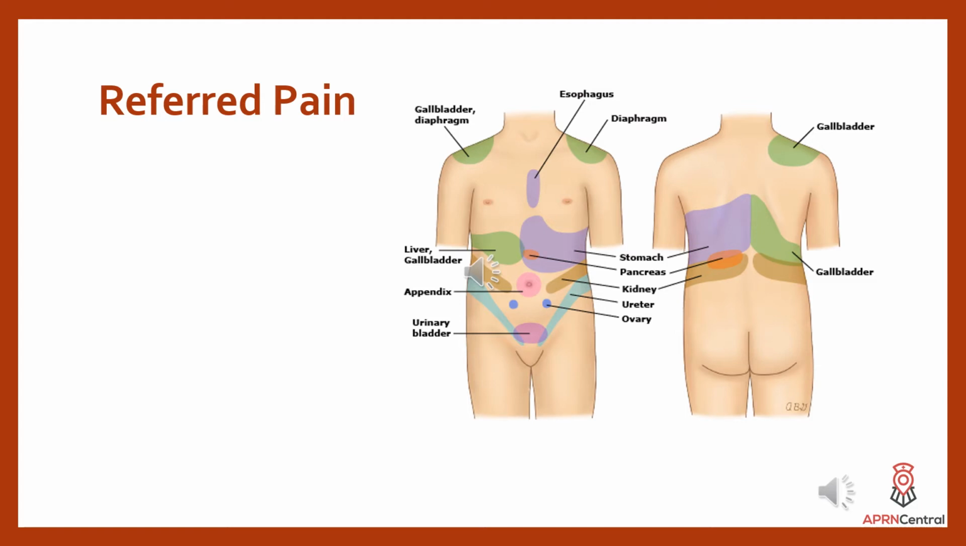Referred pain. We talked a little bit about that in the previous slide, talking about how an individual with left lower lobe pneumonia or right lower lobe pneumonia may have pain to the left or right upper quadrants, respectively. Oftentimes, people with gallbladder disease will have pain to the right shoulder or to the tip of that right scapula. Someone with pancreatitis may have pain to the left upper back.